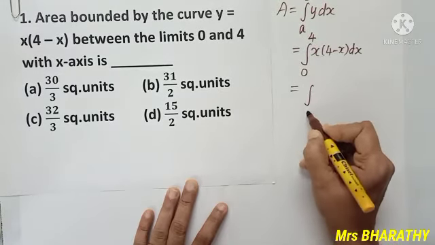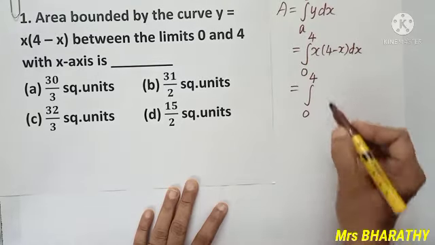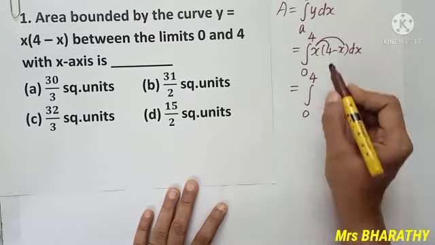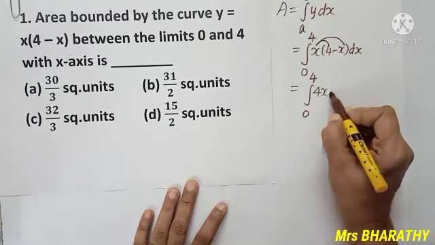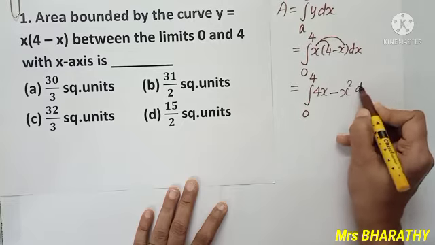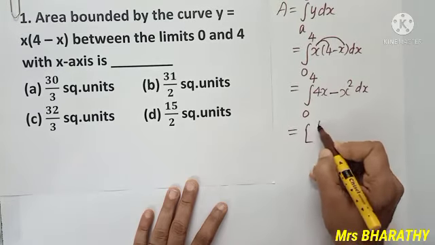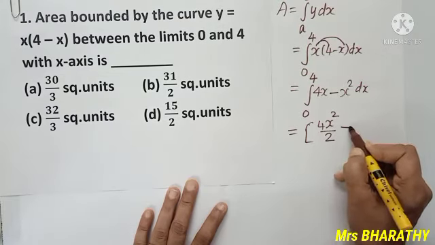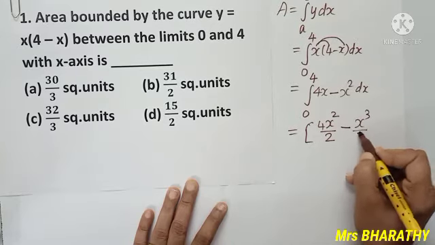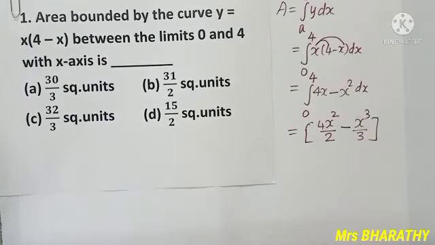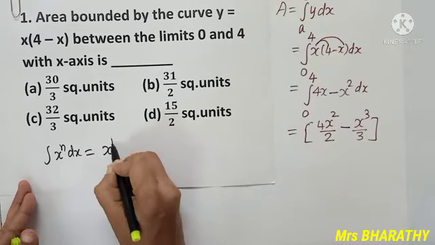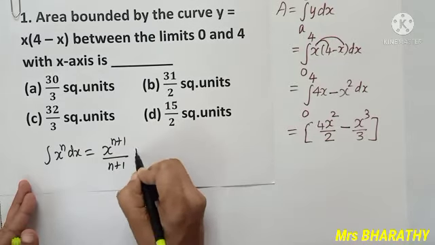But we remember in integration, product rule is not there. So let us multiply first before integration: x into 4 minus x, into x. As I integrate 4x, it will become 4 x square by 2, minus x square will become x cube by 3. Guess what formula we are using? Integral x power n dx equals x power n plus 1 by n plus 1, plus c.